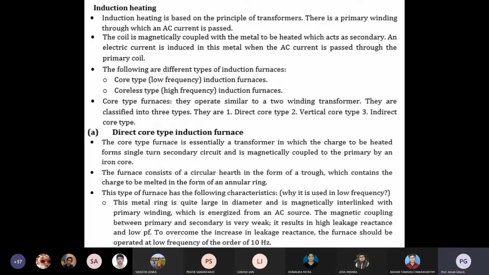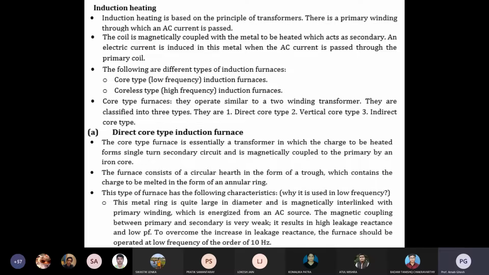But induction heating can also happen for non-conducting material. It is not limited to non-conducting material; conducting material can also be heated. So in induction heating, the medium is not directly involved.